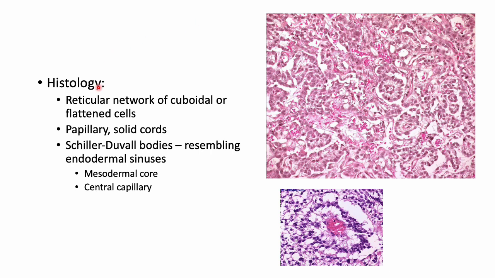Histologically, there is a reticular network of cuboidal or flattened cells. Cuboidal is like a square kind of cell, or flattened. It's not squamous-like, but a flatter kind of cell. So it's either cuboidal or flattened cells that line the network. And again, it shows papillary formations with solid cords.